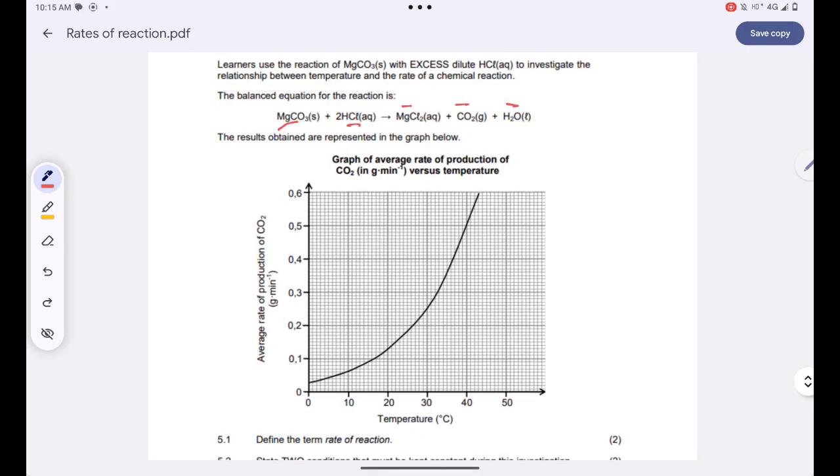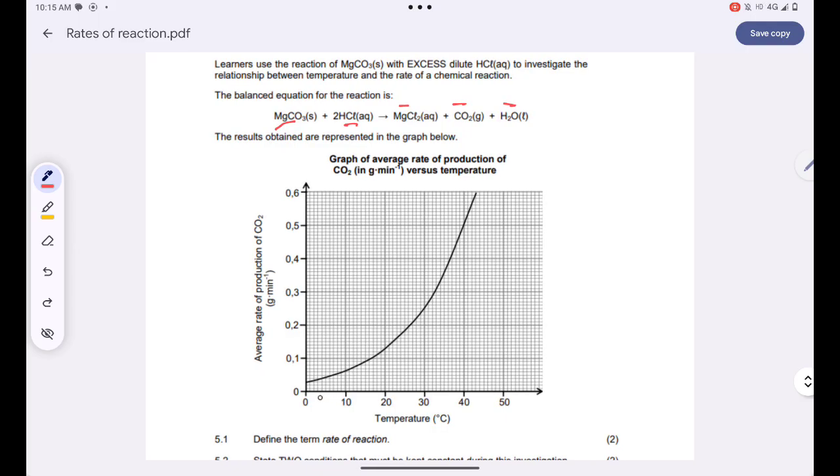As temperature increases, together we can all see that the rate of production, or rather the rate of formation of our carbon dioxide gas, also increases. So by just looking at this curve, an increase in temperature will definitely increase the reaction rate.